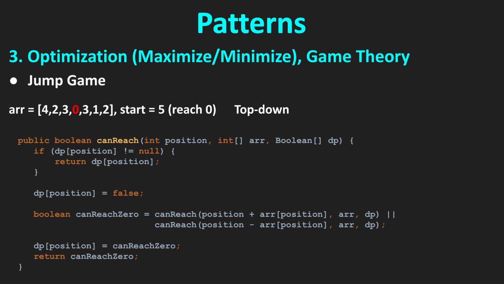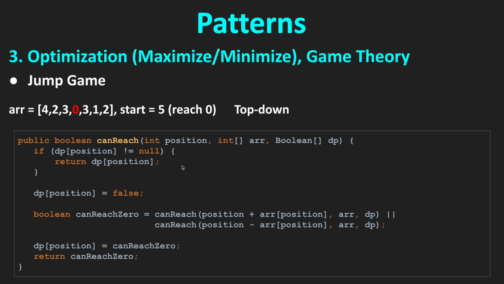So let's go to the code. I think that it will be more clear. For each step, we are passing our position, the array we are starting from, and our 2-dimensional array, which is the Boolean.